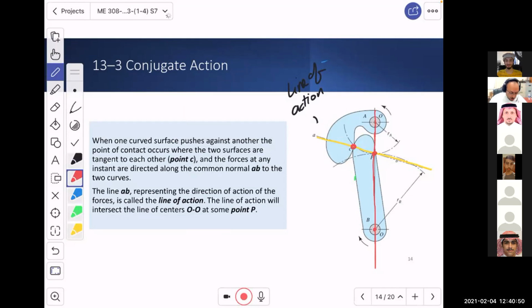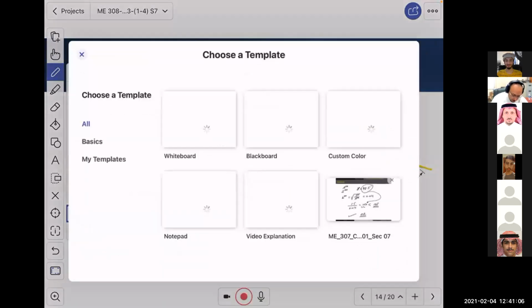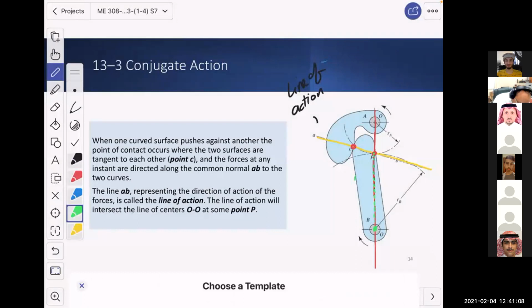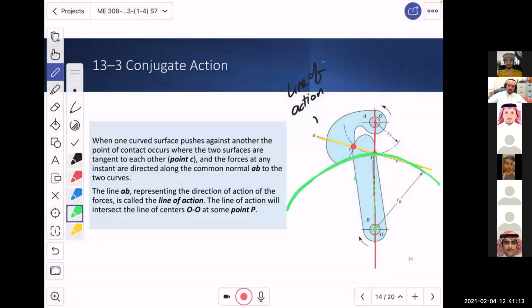For that reason, we are going to extend a radius from the center over here all the way to point B, and then draw a circle representing this whole curve, which is represented by the radius from the center of arm B to point B.